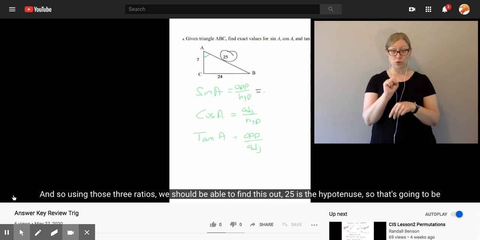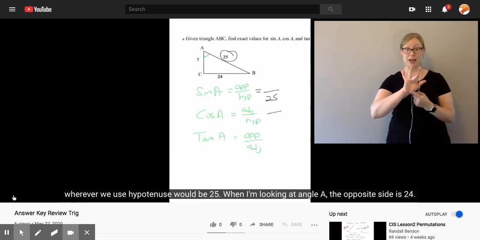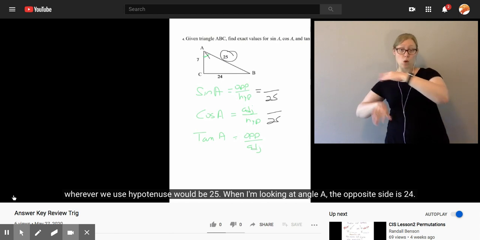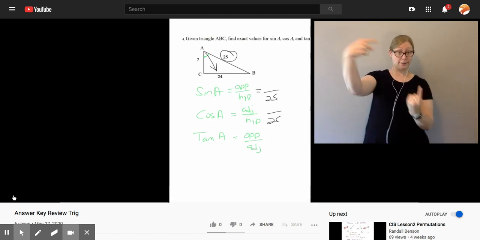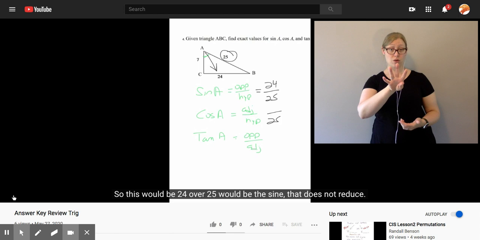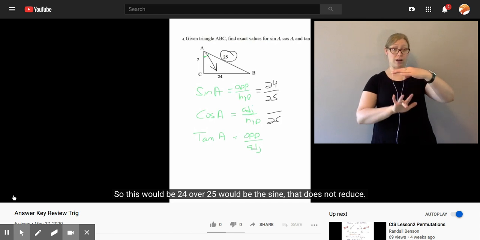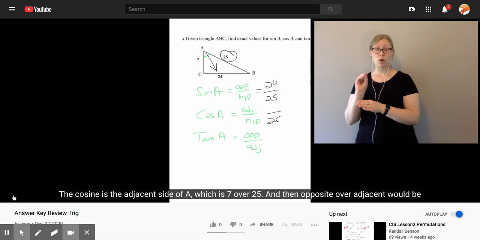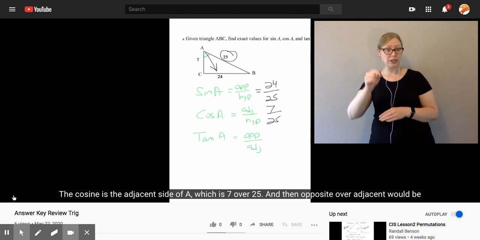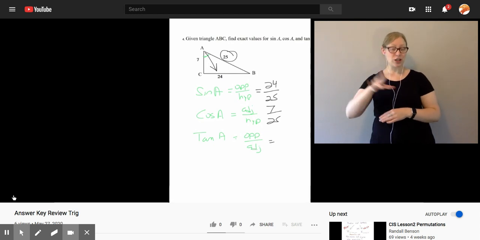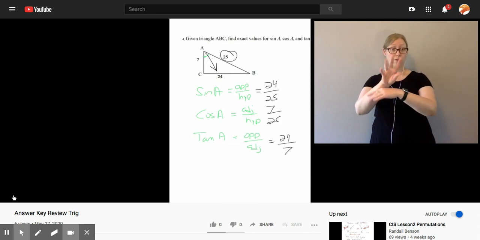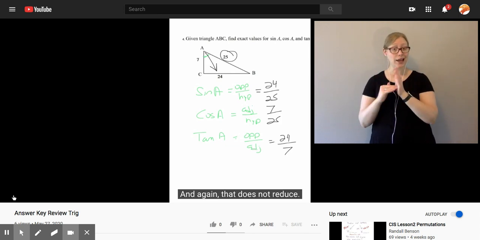25 is the hypotenuse, so wherever we use hypotenuse, it will be 25. When I'm looking at angle A, the opposite side is 24. So this would be 24 over 25 for the sine. That does not reduce. The cosine is the adjacent side of A, which is 7 over 25. And then the opposite over adjacent would be 24 over 7. And again, that does not reduce.